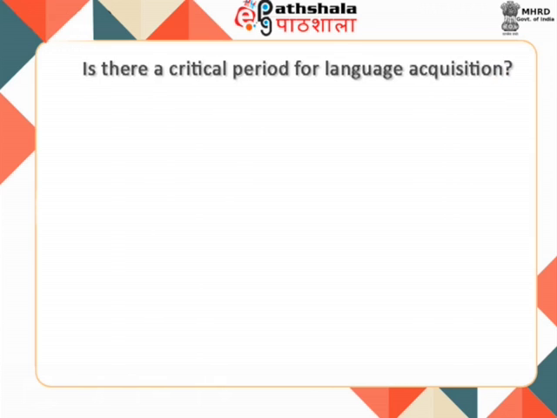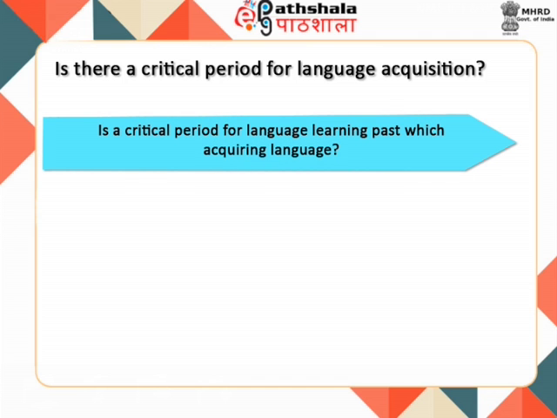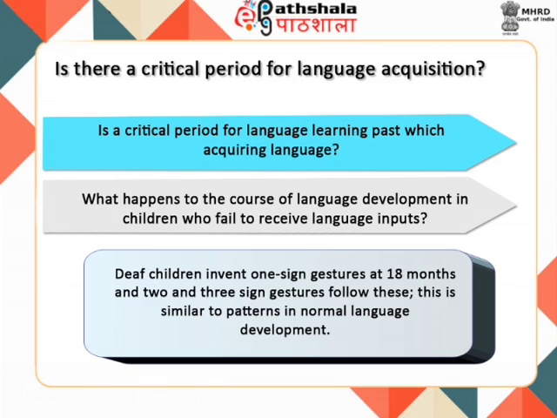Language theorists have struggled to find answers whether there is a critical period for learning language, which makes acquiring a language challenging. What happens to the course of language development in children who fail to receive language inputs? The answer to this may be sought in the fact that deaf children who have never received any speech or sign inputs can invent their own gestural language that reflects the same properties of speech that children with normal hearing acquire.